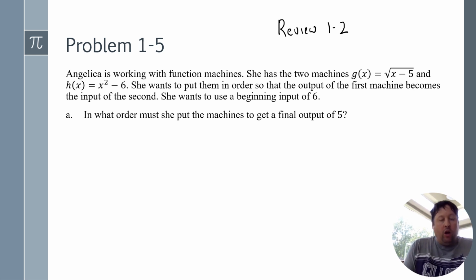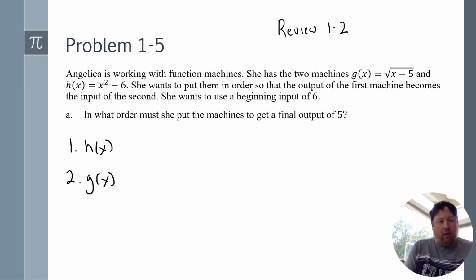And so I want to know, in what order must she put the machines to get a final output of 5? Well, if you look at what I have here, if I put a 5 into here right away, I'll get a 0. So that's probably going to be second. So we're going to probably start with h of x first, and then we're going to probably end up with g of x.